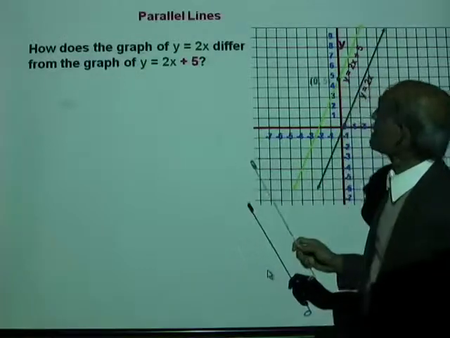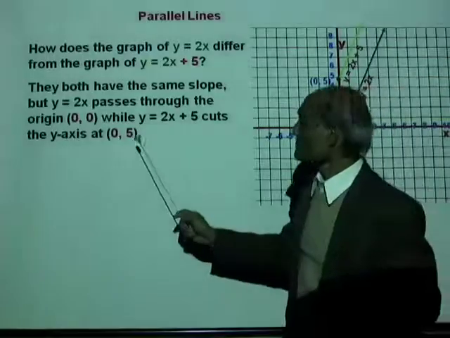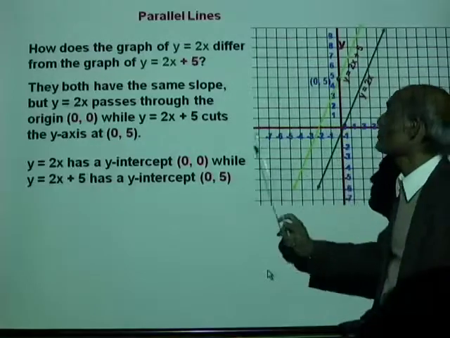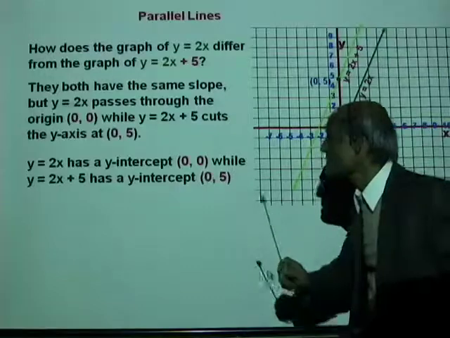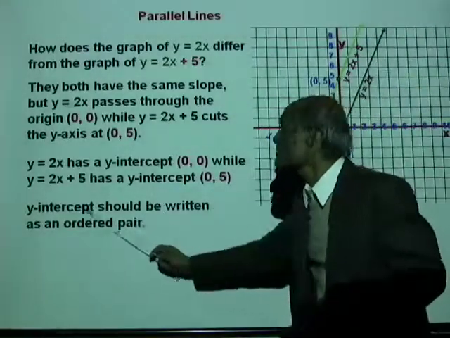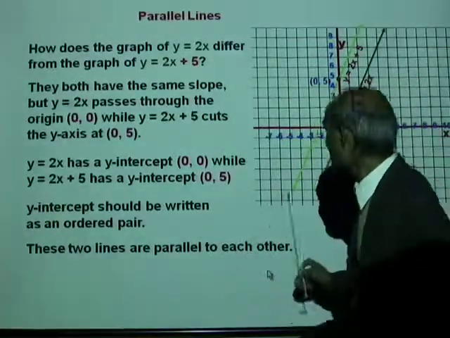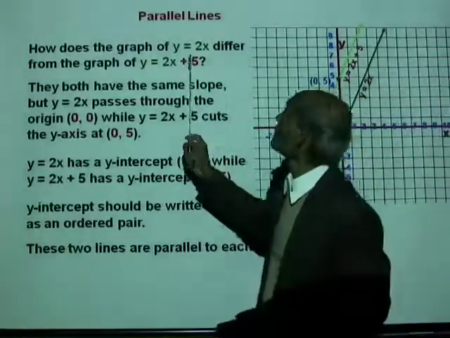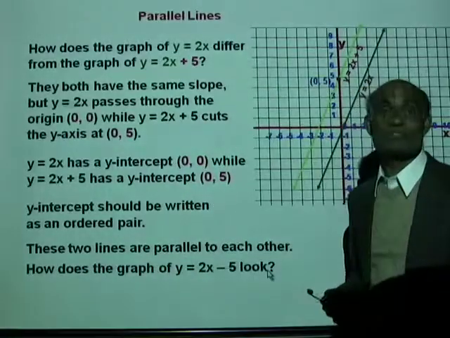Now, what is the characteristic of parallel lines? Now, y equal to 2x has a y-intercept of (0, 0). And y equal to 2x plus 5 has a y-intercept of (0, 5). Now, the y-intercept should be written as an ordered pair. Remember that always. These two lines are parallel to each other. Therefore, if you look here, parallel lines have the same slope. Is that right?